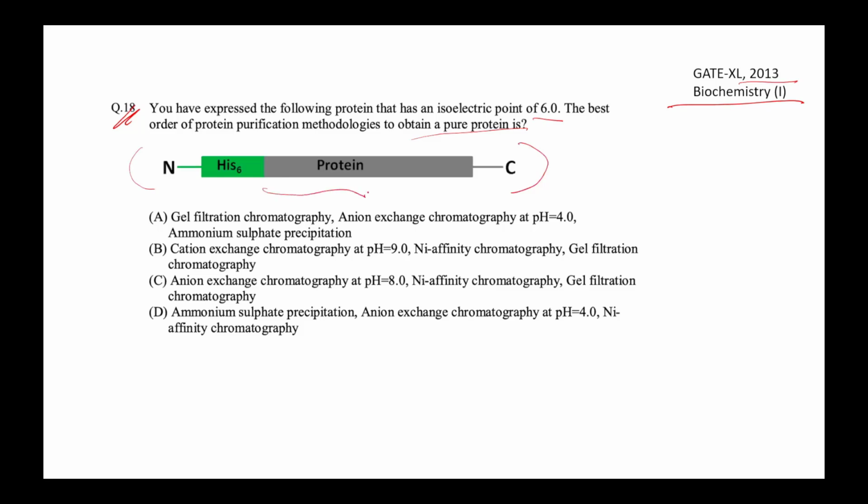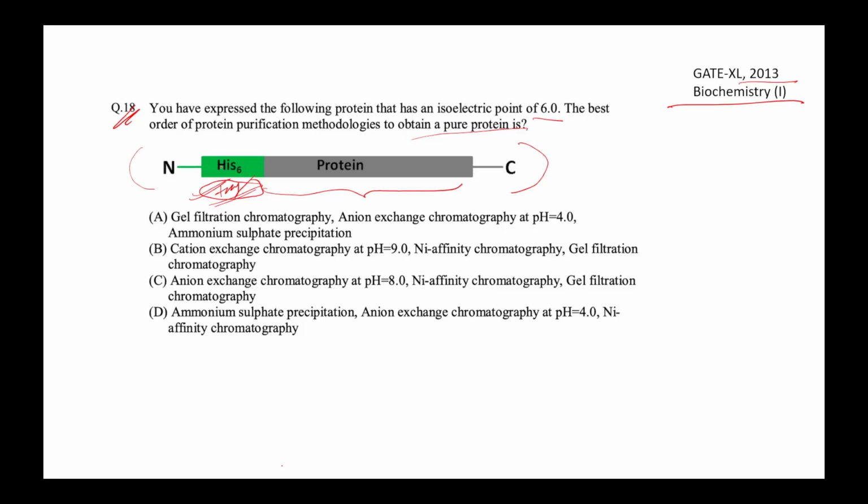So this is the protein of interest, and here at the N terminal this sequence is attached, which is a tag. It is a 6 histidine residue, that is called a histidine tag. The question states that you have expressed the following protein that has the isoelectric point of 6, and the best order of protein purification methodologies to obtain a pure protein. So this protein is N-terminally tagged with a histidine tag.